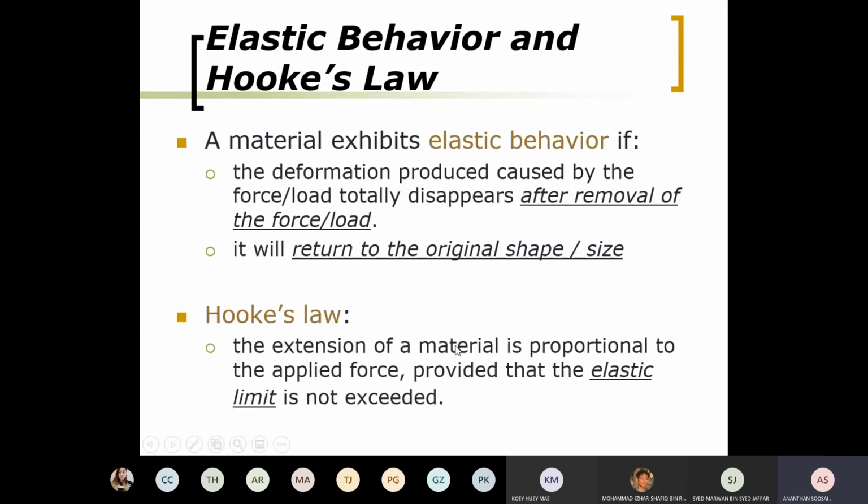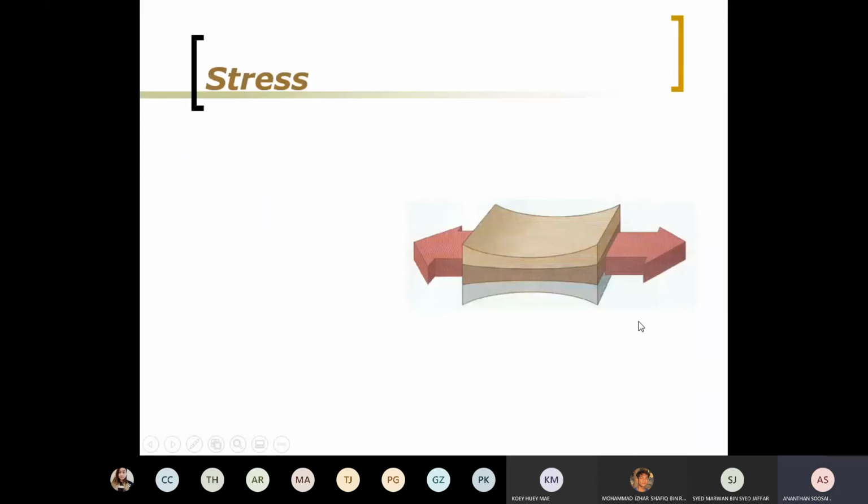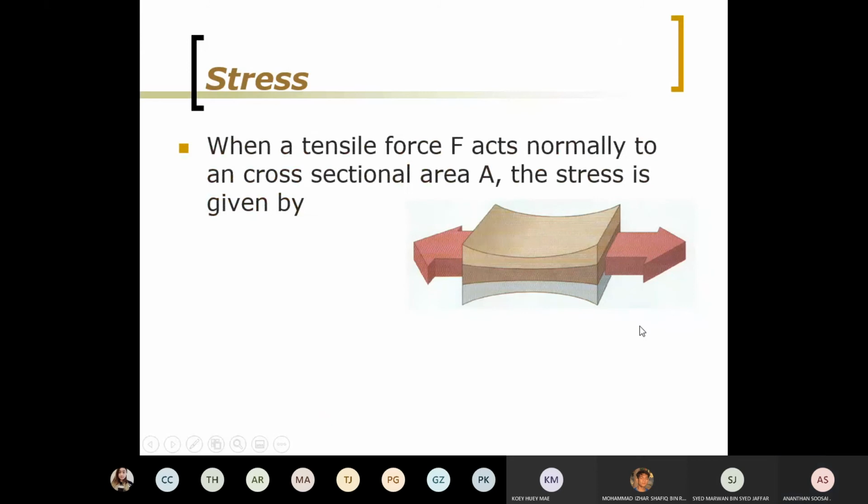What is Hooke's law? I already told you. Hooke's law is that the extension of the material is proportional to the applied force provided the elastic limit is not exceeded. Okay class, there is a mistake here. You can't use the words elastic limit anymore. O-level SPM used elastic limit, but it's wrong. There is another exact point we call the limit of proportionality.